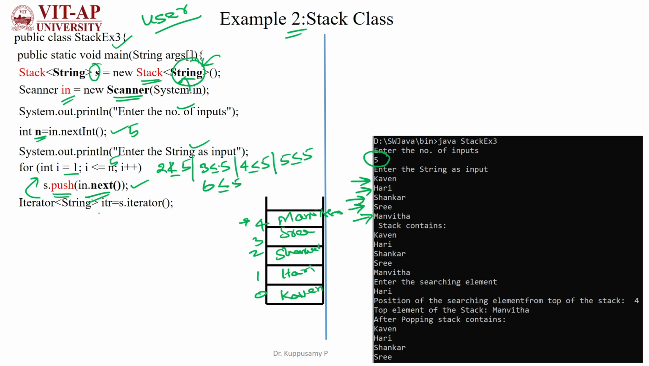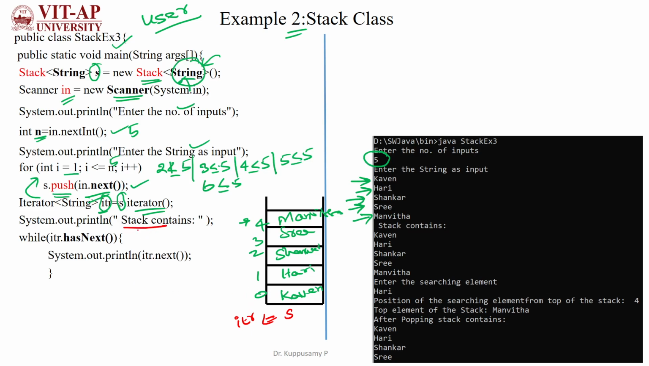Now I want to display the values which are stored in the stack object by using the iterator method, which is stored in the itr variable. This is the stack name, and now I am assigning these values to the variable itr. So itr has all the values which are available in the stack. Based upon that I am displaying the values, checking with itr.